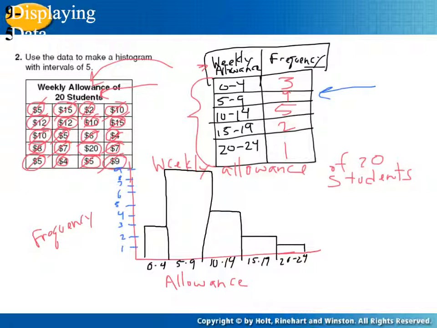That's going to be my beautiful histogram. Each one of these are connected. These should be connected here. All right? Questions? Concerns? Otherwise, all right, let's try one.